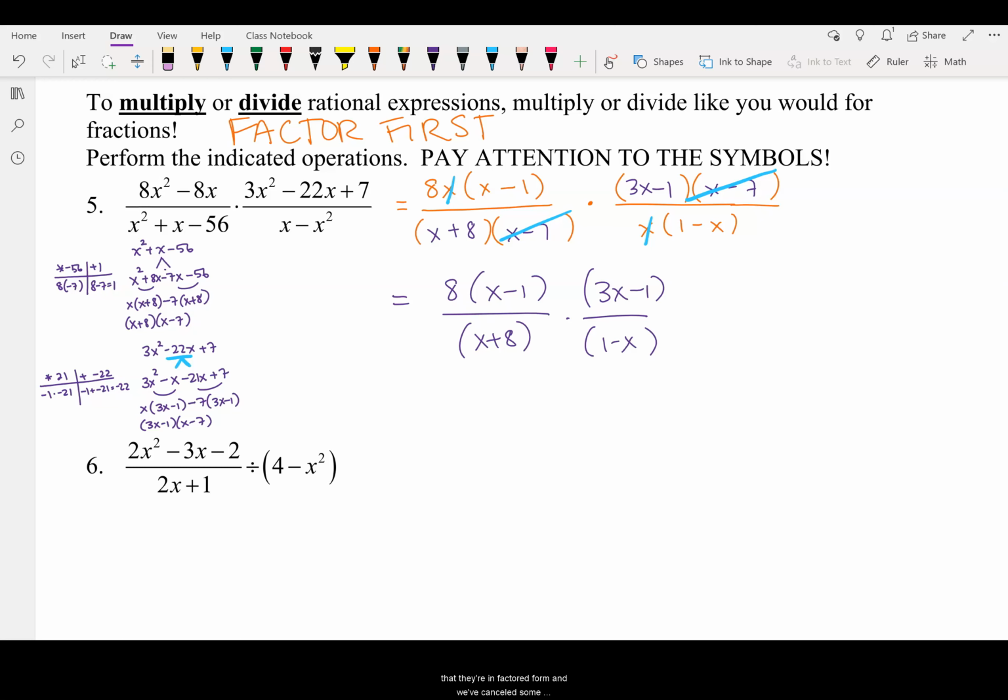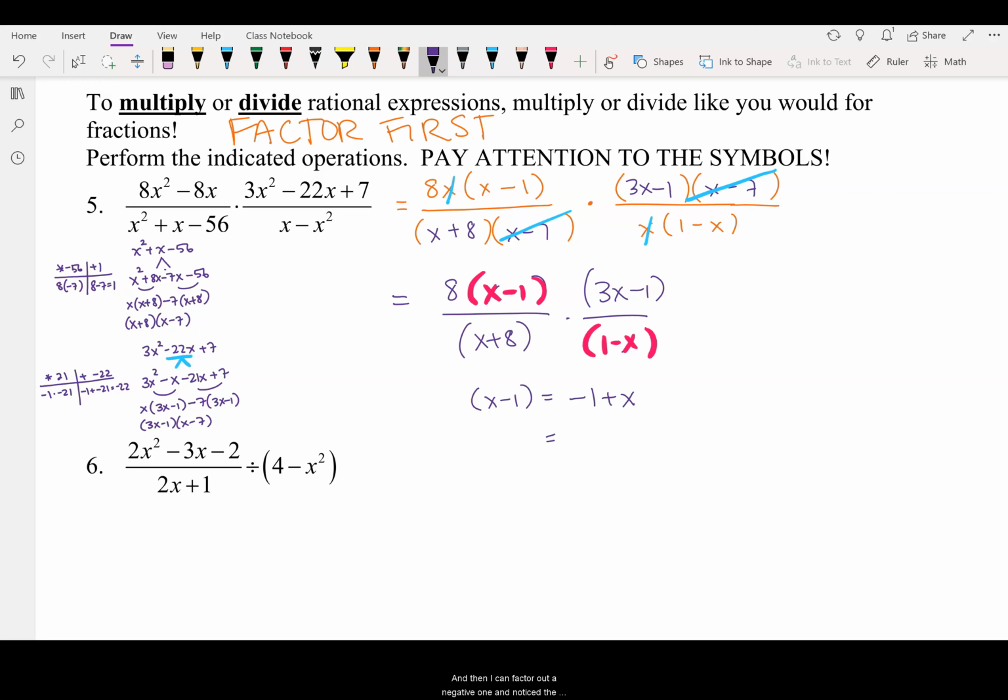Now that they're in factored form and we've canceled some common factors, we just need to check to see if there are any others. Well, it turns out there's one, but it's not that easy to see right off. Notice x minus 1 here and 1 minus x here. If I rearrange x minus 1, I can rearrange x minus 1 so that it becomes negative 1 plus x.